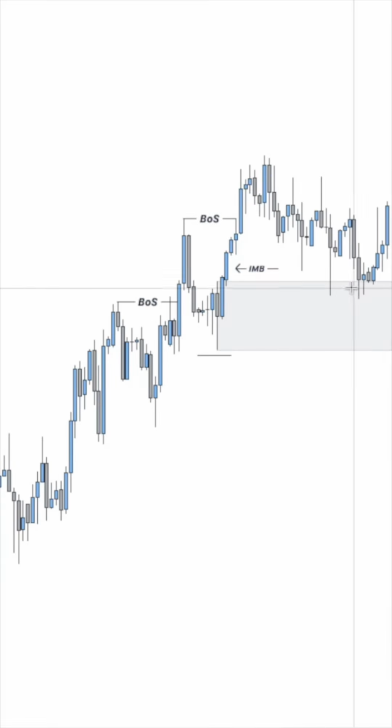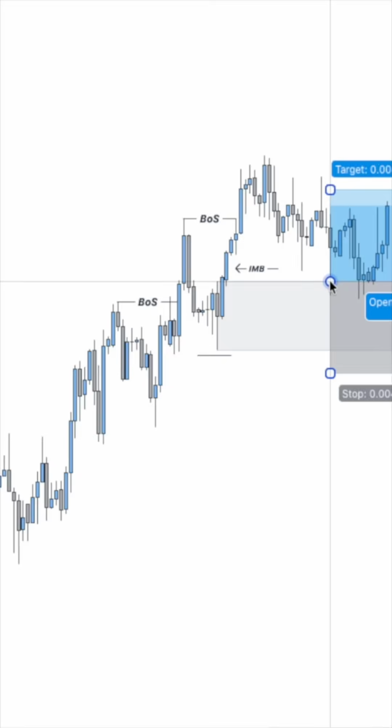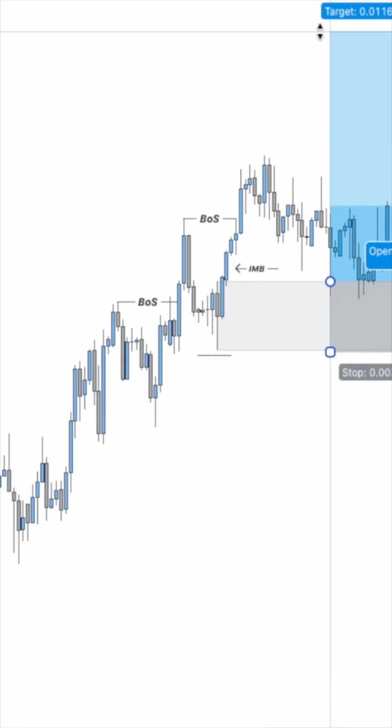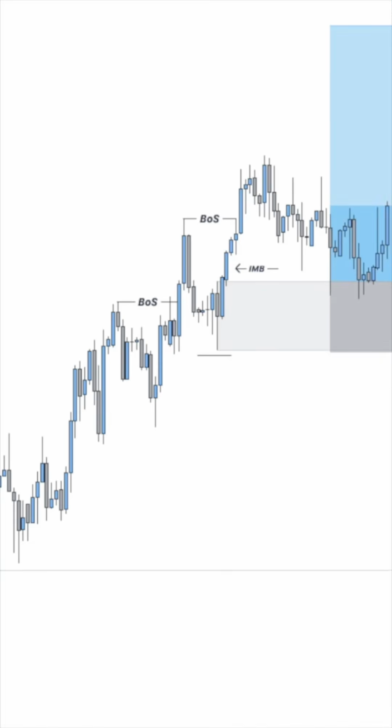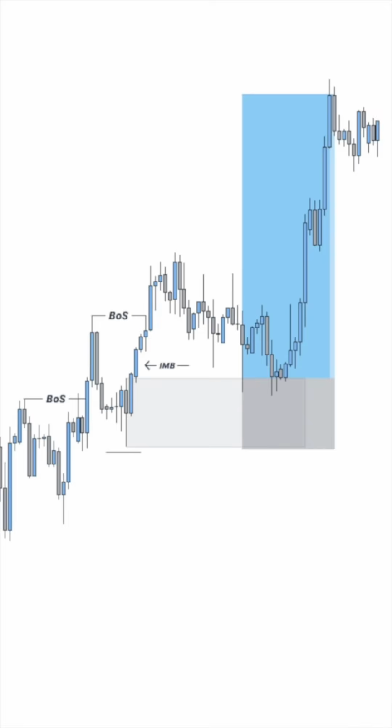Now, what I would simply do here is place an entry on this demand zone with stops beneath the low, and our targets would be whatever our targets would be, okay? And this is pretty much how I would trade. So this is a much simpler and cleaner view of the market, okay? This is the same market, same price action, just a completely different perspective. And this is how I trade.